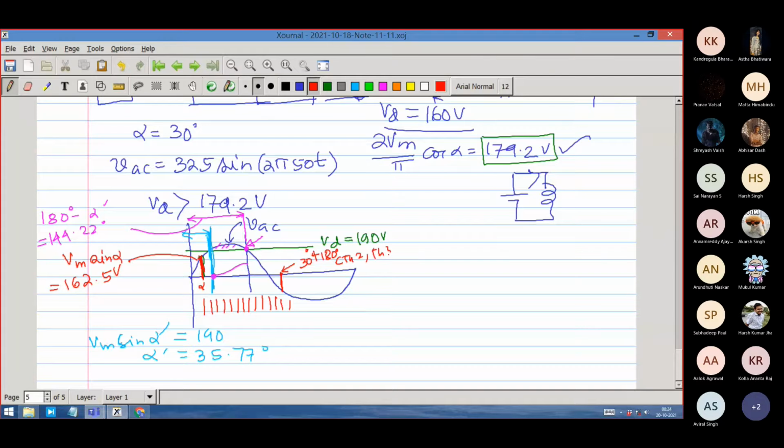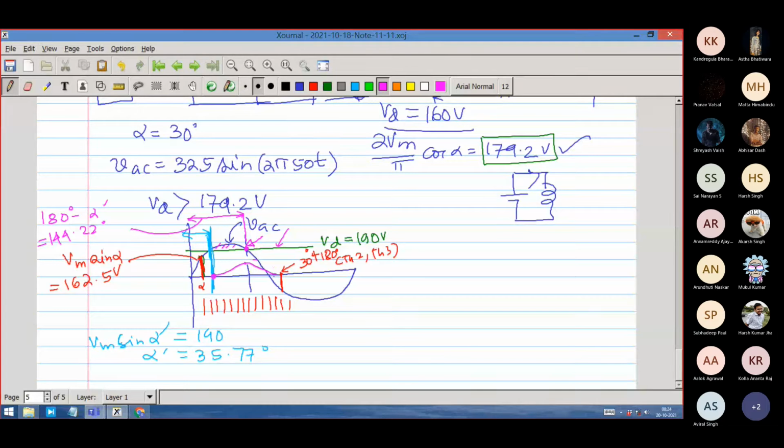So till that time, what happens? The current is maximum here. We can conclude that the current is maximum here, because beyond that the voltage across the inductor is negative. Why is it negative? Because VD is greater than the instantaneous value of VAC. So the current will fall. I should not show again an increment, that is the wrong idea. I should show only decrement. So it will be somewhat like this, right?